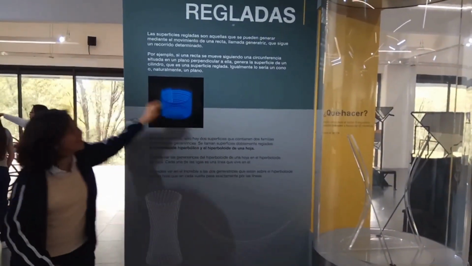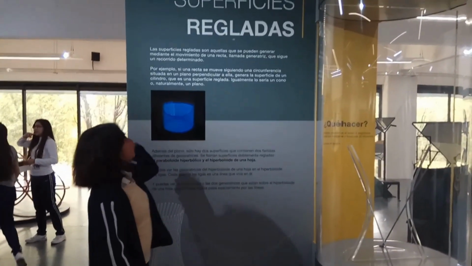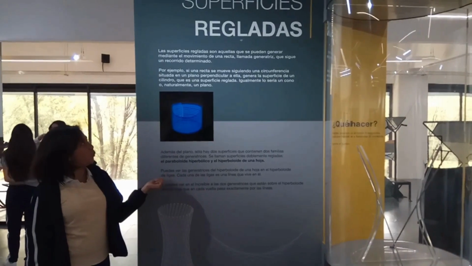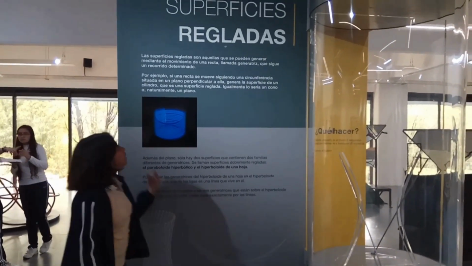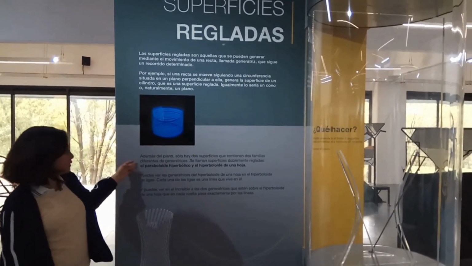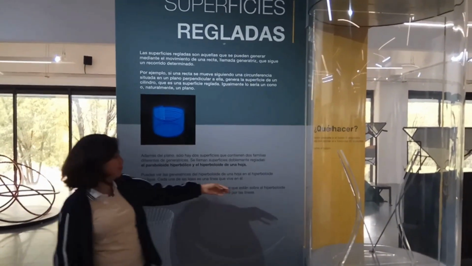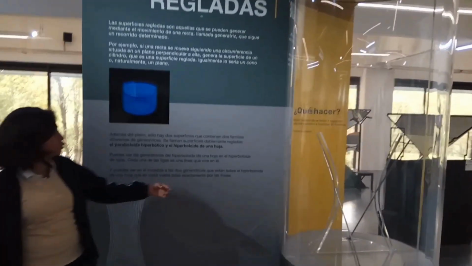The ruled surfaces are those that can be generated by the movement of a line, called the generatrix, that follows a certain path. These surfaces contain two types of families of generatrices, which is why they are called doubly ruled surfaces, which are the hyperbolic paraboloid and the hyperboloid of one sheet.